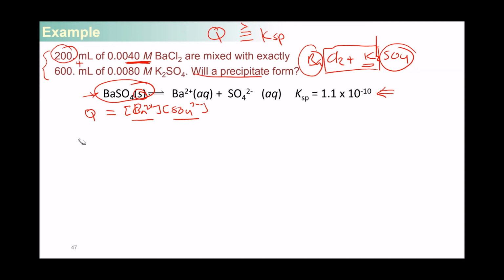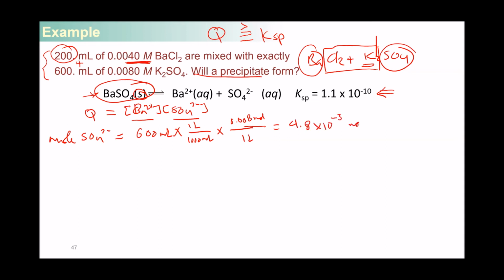So you will need to calculate the number of moles of each ion. Moles of sulfate is going to equal the volume in liters times molarity. So that is going to give you the number of moles of sulfate, which should equal 4.8 times 10 to the negative 3 mole.